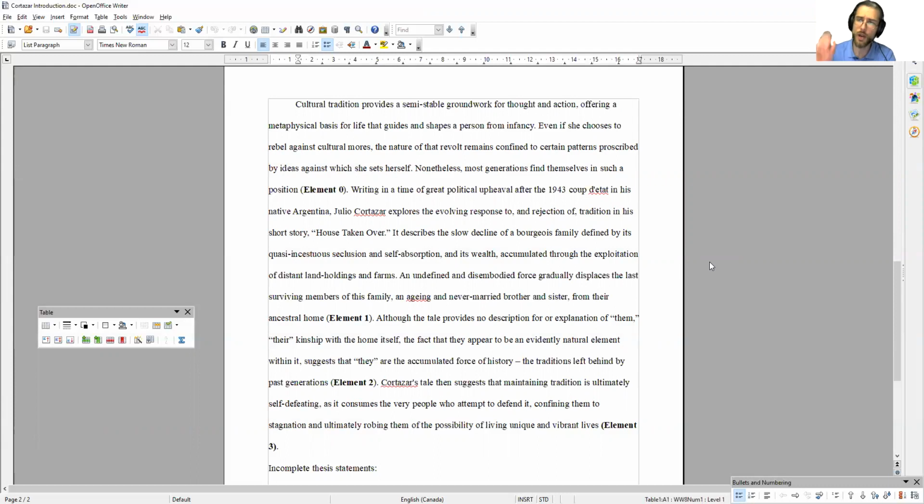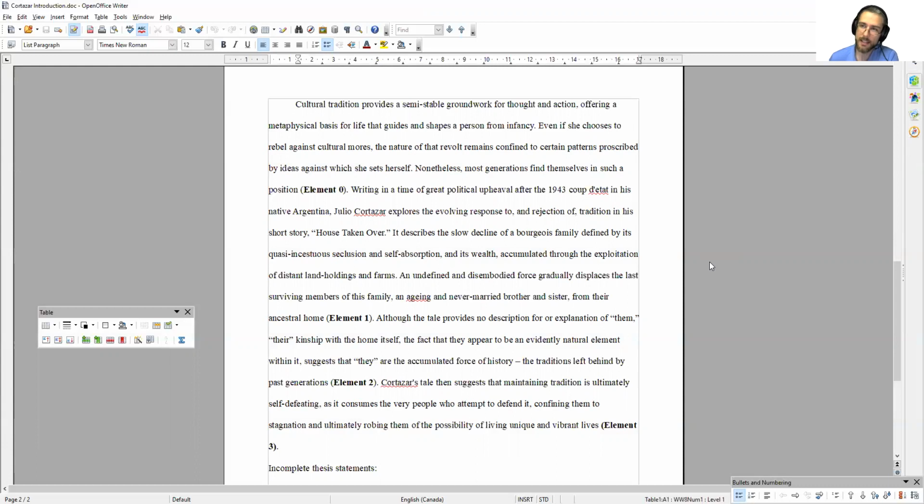Then, element 2, I start to transition to the thesis. Although the tale provides no description for or explanation of them, their kinship with the home itself, the fact that they appear to be an evidently natural element within it, suggests that they are the accumulated force of history, the traditions left behind by past generations. So I'm arguing in this essay, I'm going to claim that they symbolize tradition.